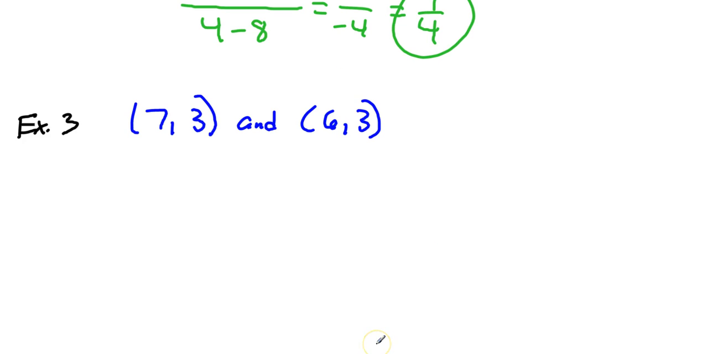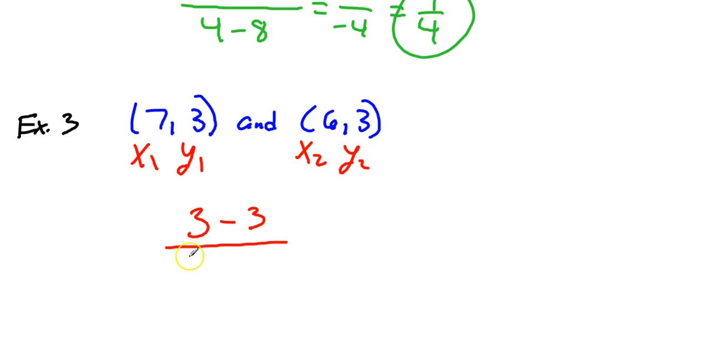Okay, we'll do a couple more of these and we'll wrap it up here. So we've got 7, 3, and 6, 3, as far as finding the different slopes here. Again, the easy thing to do is go back and just put your x1s and y1s in there. If we plug it in again, first things first, it's 3 minus 3 on top. On the bottom, it's 7 minus 6. It's a 0 over 1.